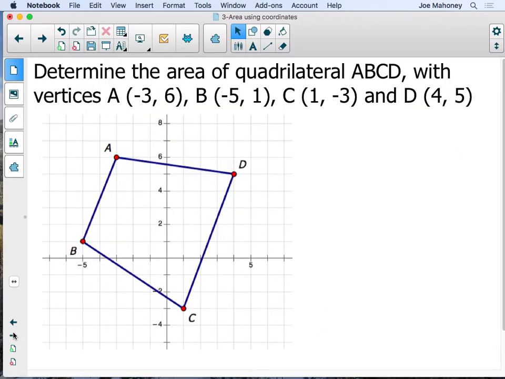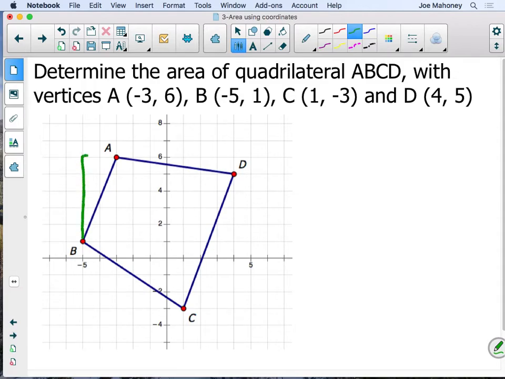Check this one out. I have a quadrilateral this time with my vertices at A, B, C, and D. Let's see if we can find the area of this one. I'm going to do the same thing. I'm going to put a big old box around it. A big old box. Okay, what's the area of my box?